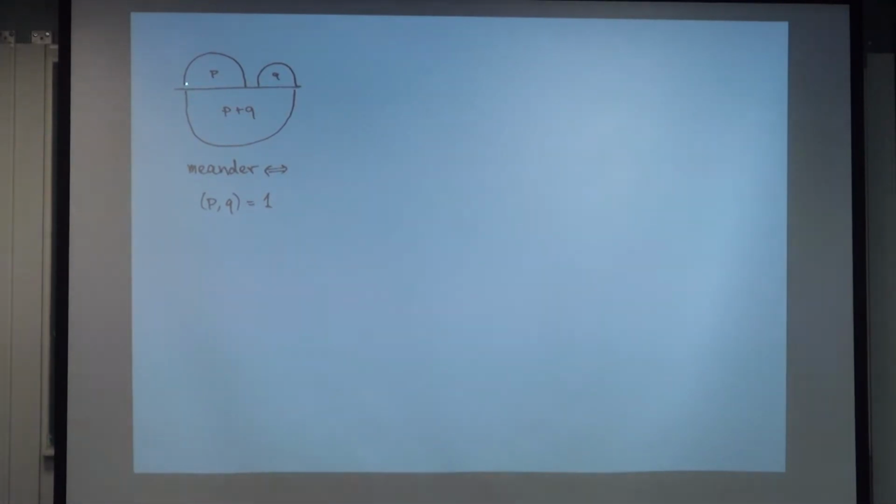So this diagram is supposed to indicate a nested sequence, a rainbow of P open-close pairs. So I have these P open-close pairs, and I take Q open-close pairs here. And on the bottom, to match this, I have to take P plus Q, of course. Now, this configuration is a meander if and only if the numbers P and Q are coprime, do not have a common factor.